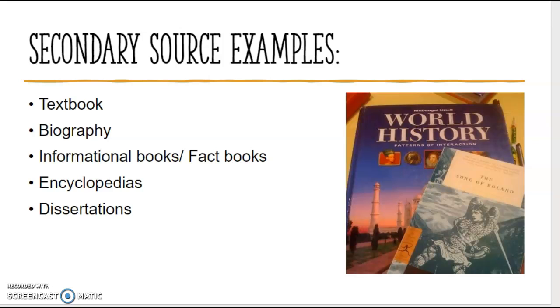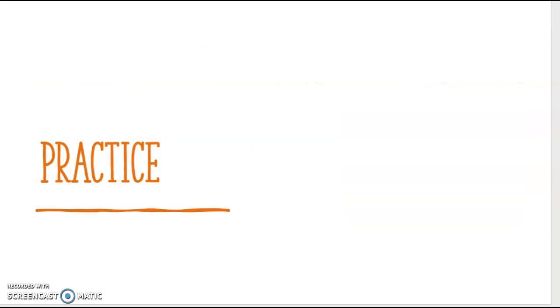So some secondary source examples are textbooks, biographies, informational books or fact books, encyclopedias, or dissertations. So things that you learn about in or use in science or your other subjects, maybe your textbooks, those fact books that you learn, those are all secondary sources because they're based off of things that we have already learned about and researched, okay? So let's practice a few, and these are the same examples on your note sheet.